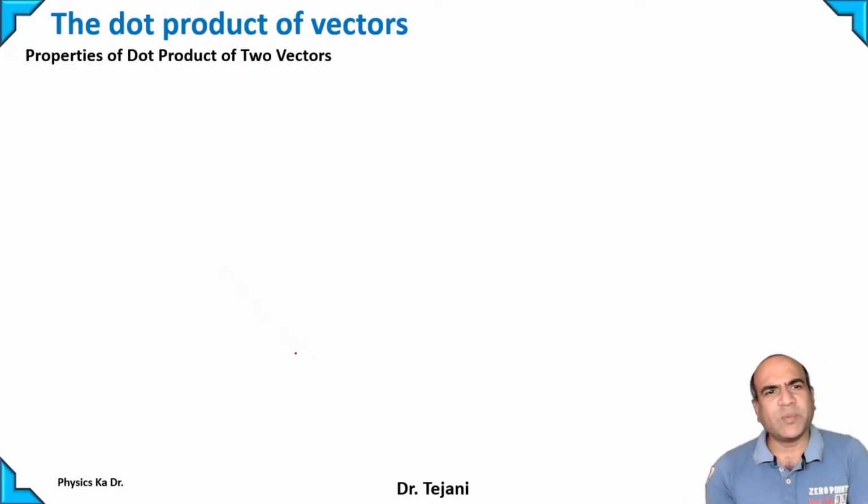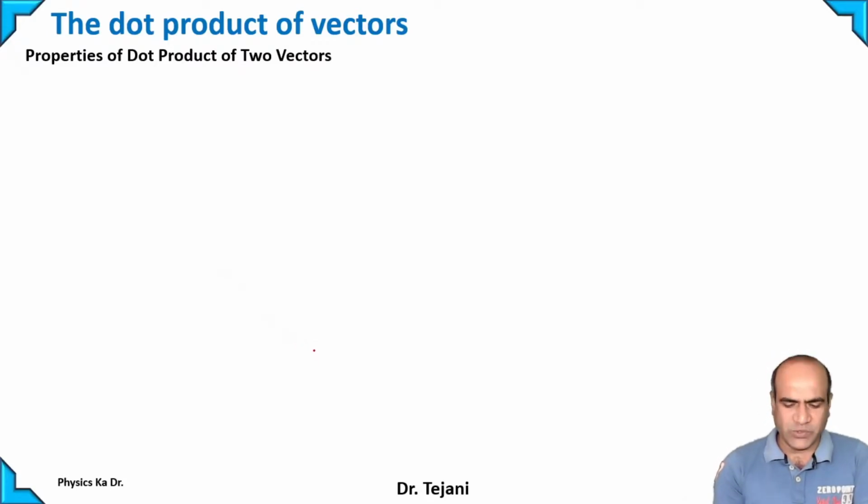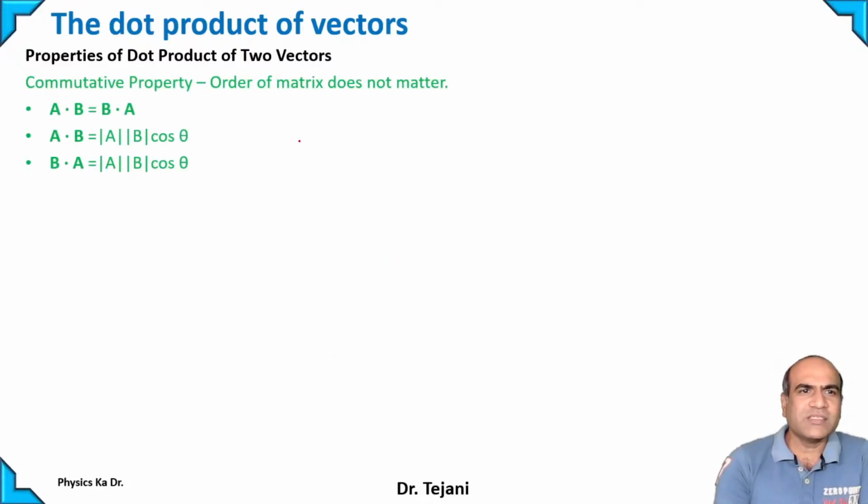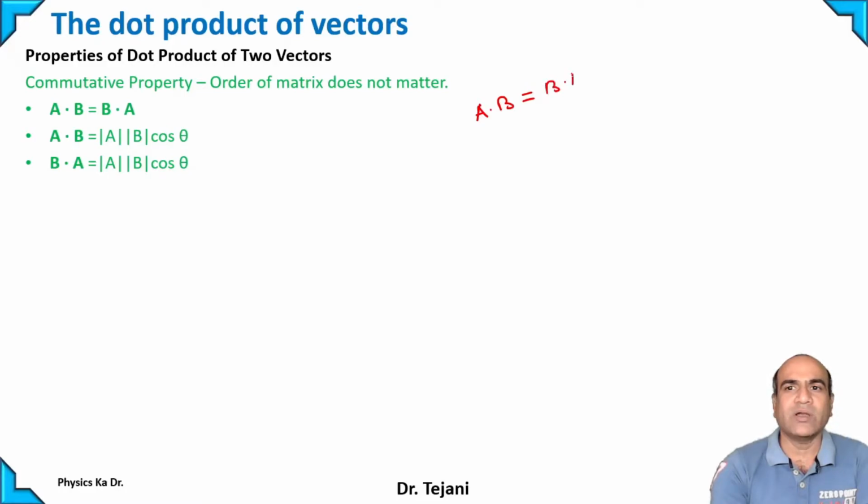Now next is properties of the dot product of two vectors. Here it is very important. You can find several questions based on this. First is the commutative property. That means the order does not matter. It is mentioned here. A dot B is equal to B dot A.